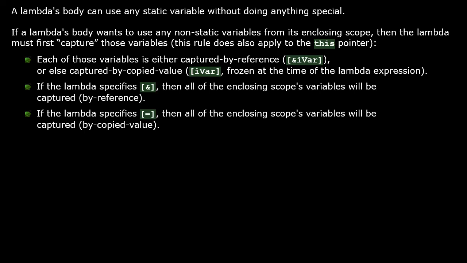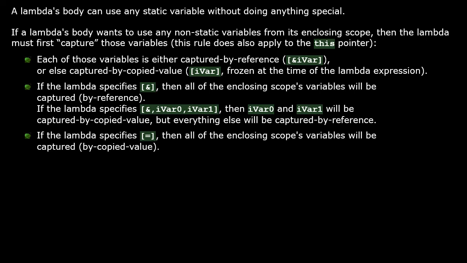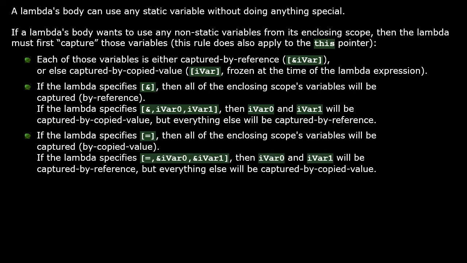There is a similar shortcut that uses the equal symbol instead of the ampersand symbol. Again, all of the enclosing scope's variables will be captured, but this time they will all be captured by copied value. There's also a way to specify capturing ivar0 and ivar1 by copied value, but capturing everything else by reference. Or capturing ivar0 and ivar1 by reference, but capturing everything else by copied value.